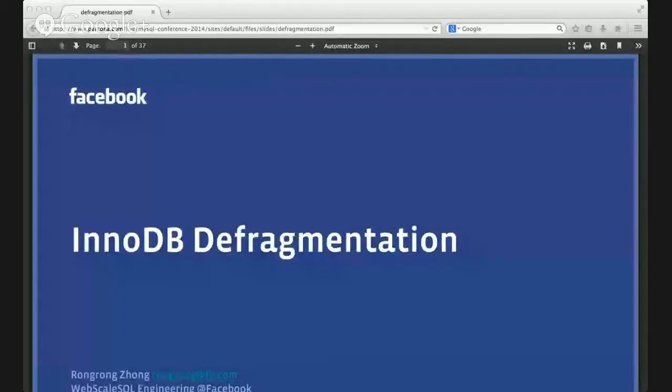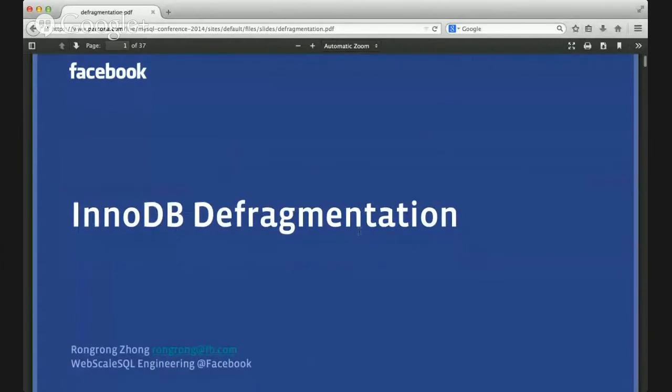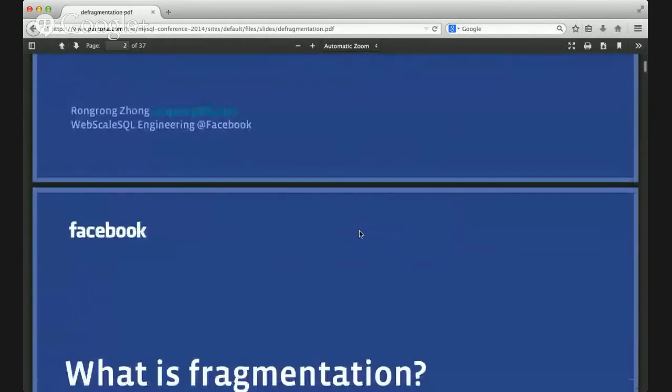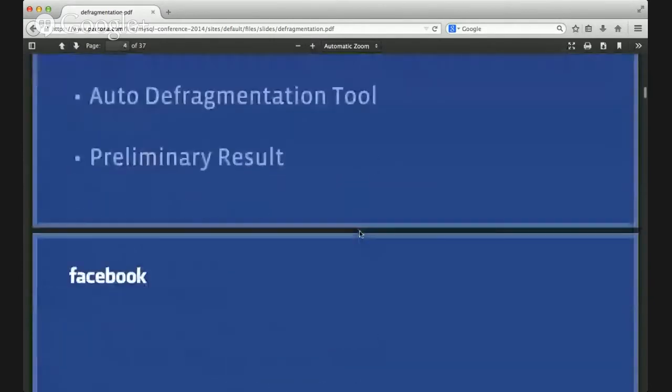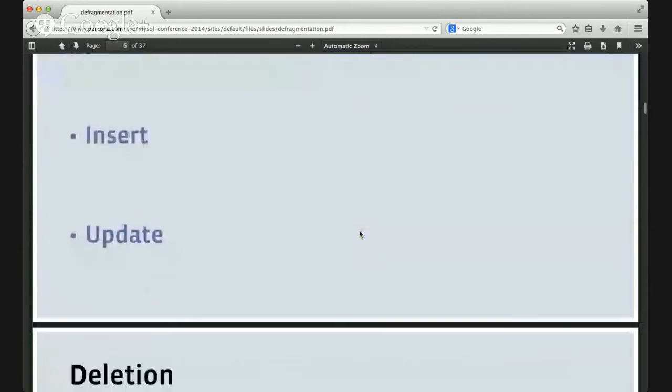So I did want to chime in. Morgan actually dropped the link. There was this Facebook talk done on InnoDB defragmentation. The link for this will be put in the notes. It sounds like this is covering at a high level the stuff that we're looking at, and how Facebook addressed this.